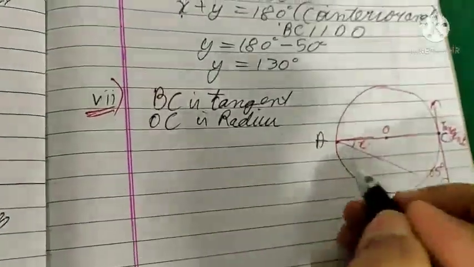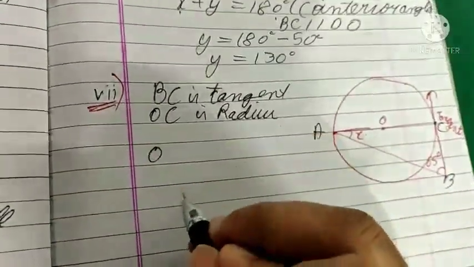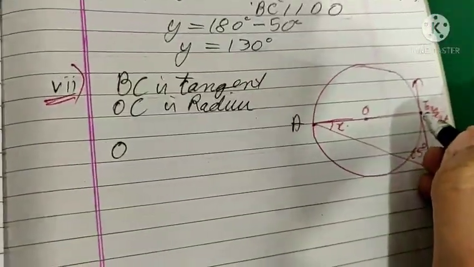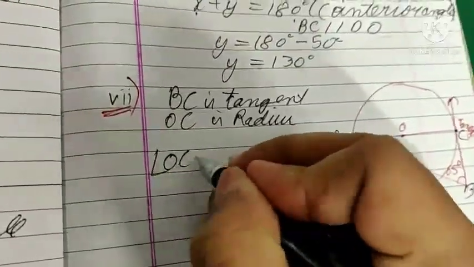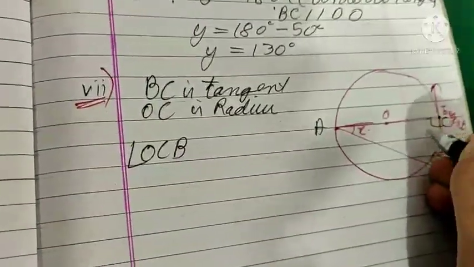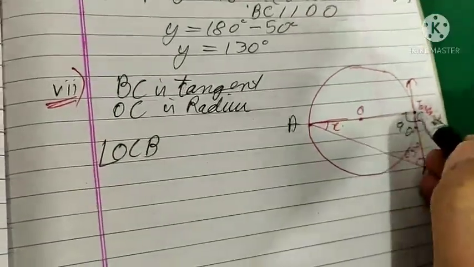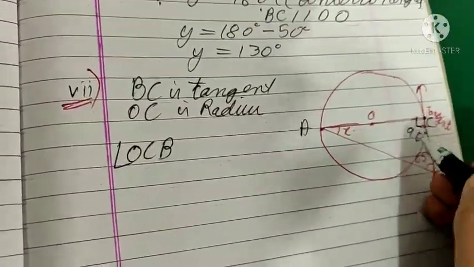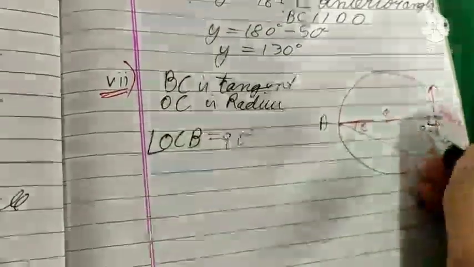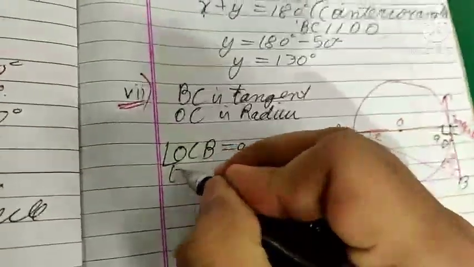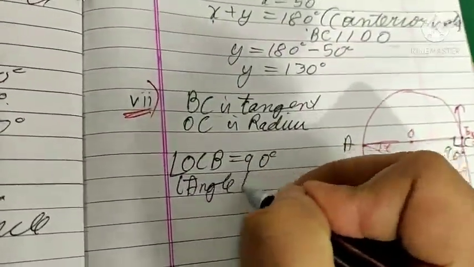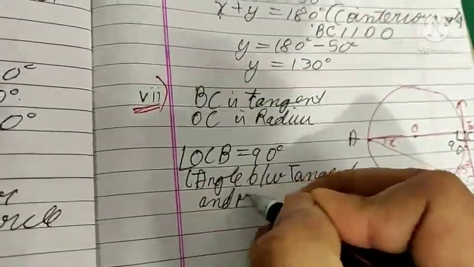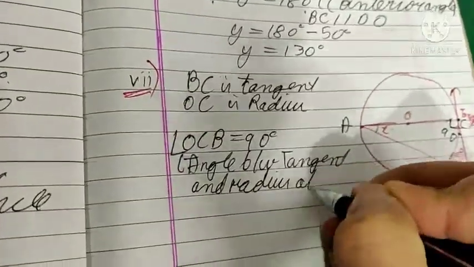So here these are tangent and radius. Whenever the tangent and radius meet at the same point, this angle will always be 90 degrees. As I have told you before, when the tangent and radius meet at the same point, they form 90 degrees. Okay, this angle is 90 degrees. Yes, beta, yes. The angle between tangent and radius at the same point.